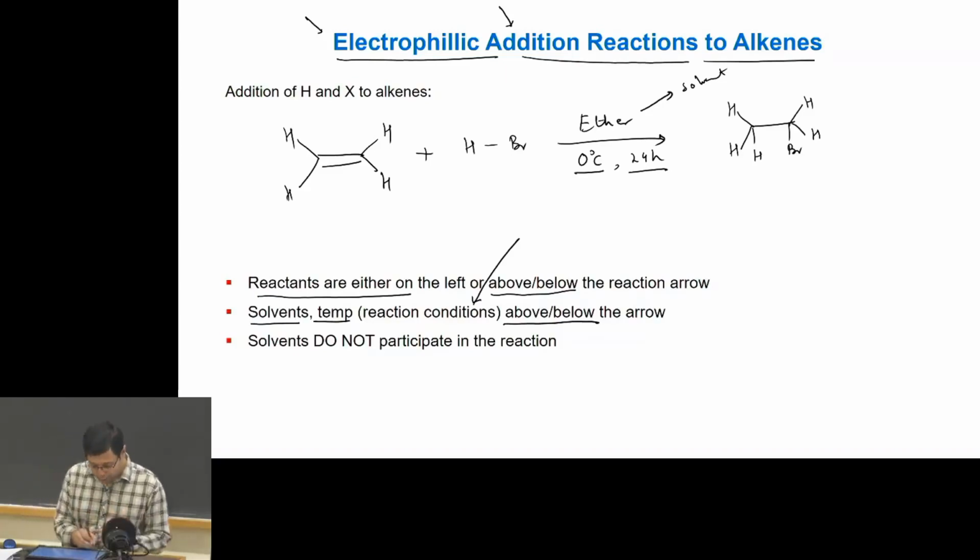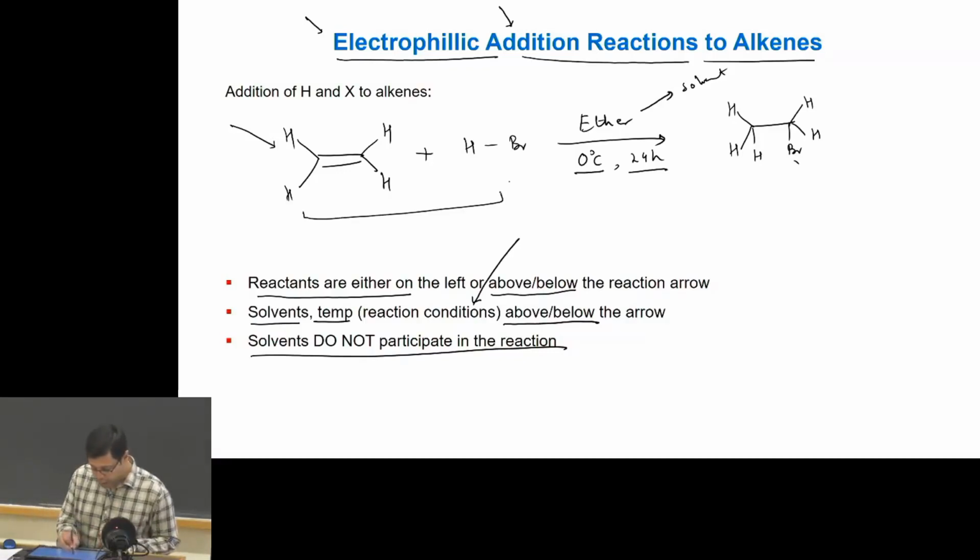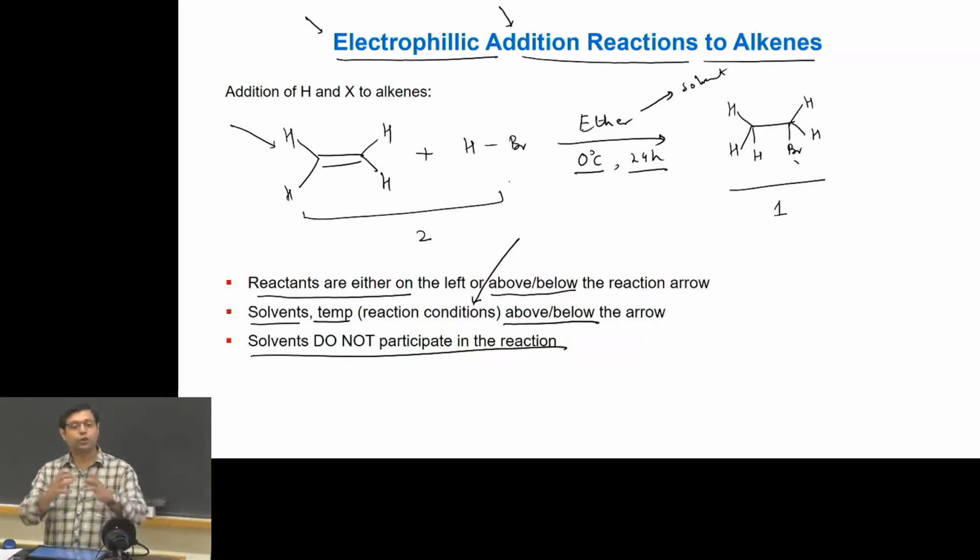Alright. Solvents do not participate in the reaction. They are just present to facilitate the reaction between the reactants. Right? They are not actively participating in the reaction. Right? So let's now look at this reaction in more detail. Now, based on what you have learned in chapter 6, you can see this reaction is an addition reaction. You're starting with 2 molecules, you have 1 molecule. So you've added those 2 reactants to form one product.